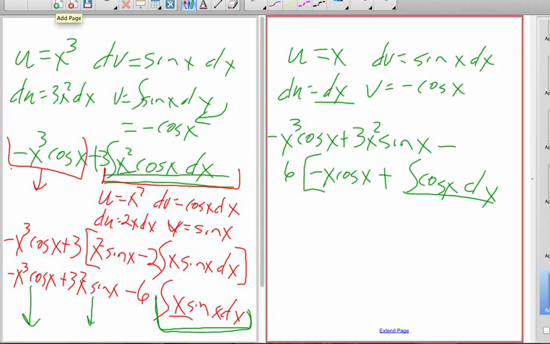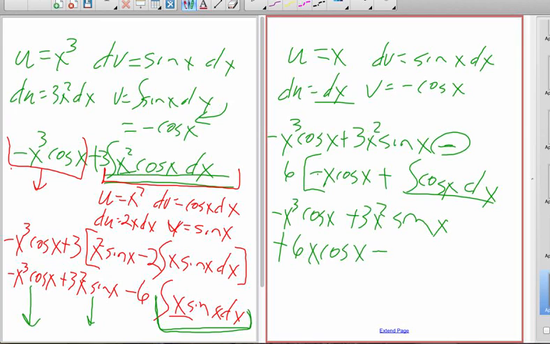So now what I'm going to do is go ahead and distribute everything. Well, before I do that, so we've got negative x cubed cosine of x plus 3x squared sine of x minus 6, should be a plus, negative and a negative, plus 6x cosine of x. And I'm going to integrate. So the integral of cosine is sine, and I've got distributed in that negative, so it's going to be minus 6 times sine of x, plus c. And there it is.